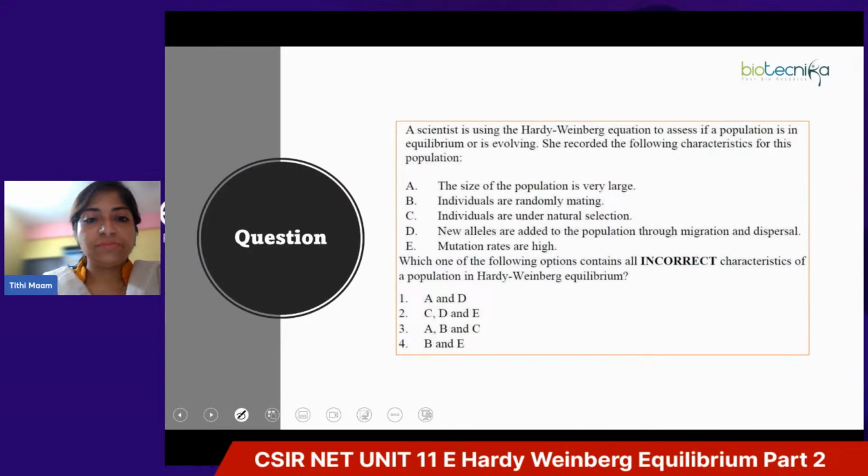This question was also in the last CSIR exam which happened. A scientist is using the Hardy-Weinberg equation to assess if a population is in equilibrium or is evolving. She recorded the following characteristics for the population. The size of the population very large, individuals are randomly mating, individuals are under natural selection, new alleles are added to the population through migration and dispersal, mutation rates are high. Which one of the following options contains all incorrect characteristics of a population in Hardy-Weinberg equilibrium?